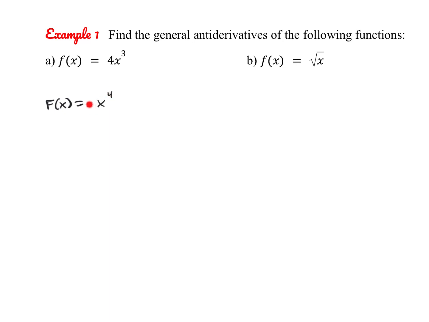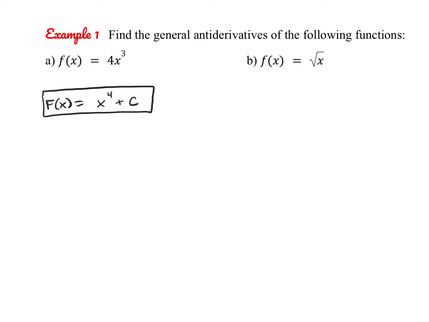And when we actually multiply the 4 to the constant, we end up with 4x cubed, which is what we want to end up with. So then all we need to add is that constant of integration, and we are done. And that is our general antiderivative.